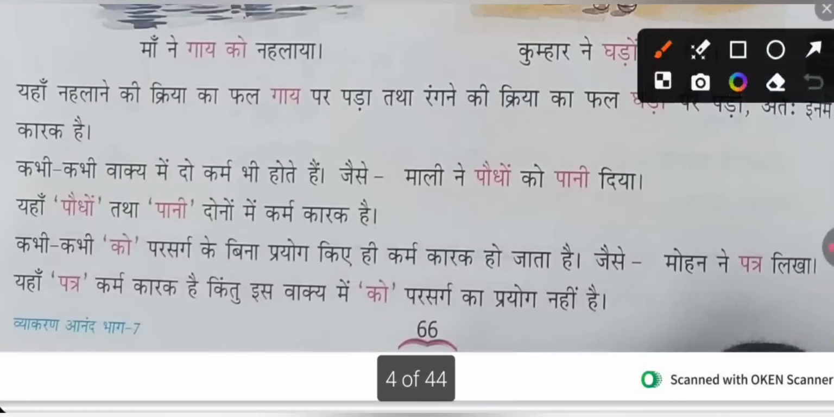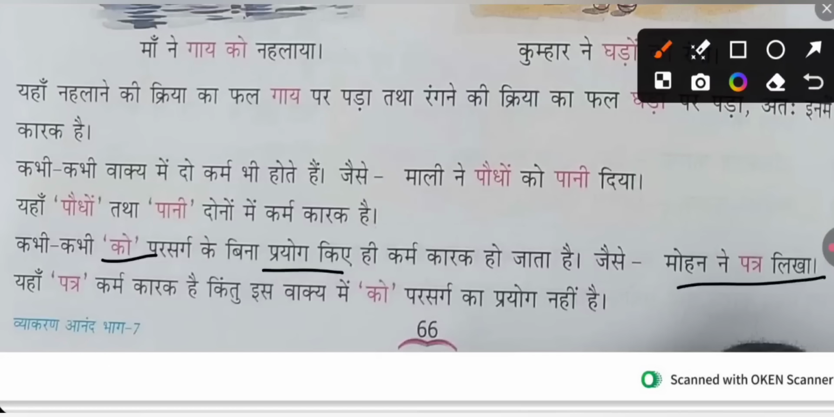कभी कभी को परसर्ग के बिना प्रयोग किए ही कर्म हो जाता है. So some sentences are formed without using ko. जैसे मोहन ने पत्र लिखा. So the action of writing happened on letter. But letter is a non-living thing. So there is no need to put ko. Who did the work? Mohan. So I am attaching karta karak ne. Now next question I am asking what, to the action word. So I am getting an object here on which the action has happened. But here it's a non-living thing.